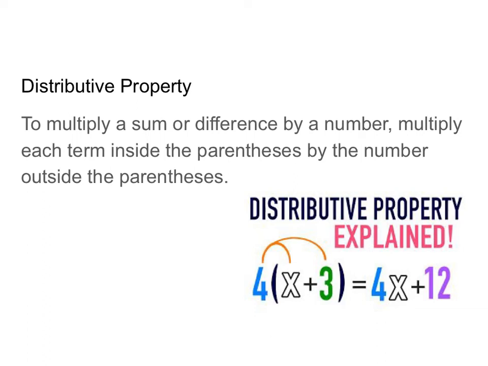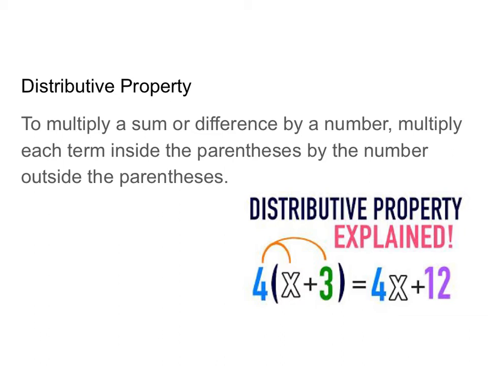So the distributive property, let's talk about it. To multiply a sum or difference by a number, multiply each term inside the parentheses by the number outside the parentheses. So if you look at this example, you have 4 times everything that's inside x plus 3. This could be a number also, but normally the reason we use the distributive property is because there is a variable involved. So I have 4 groups of x plus 3.